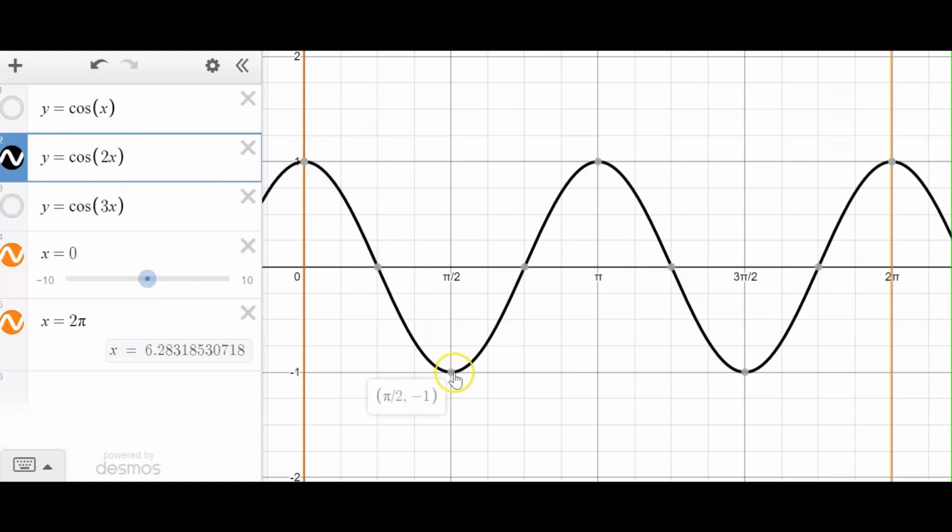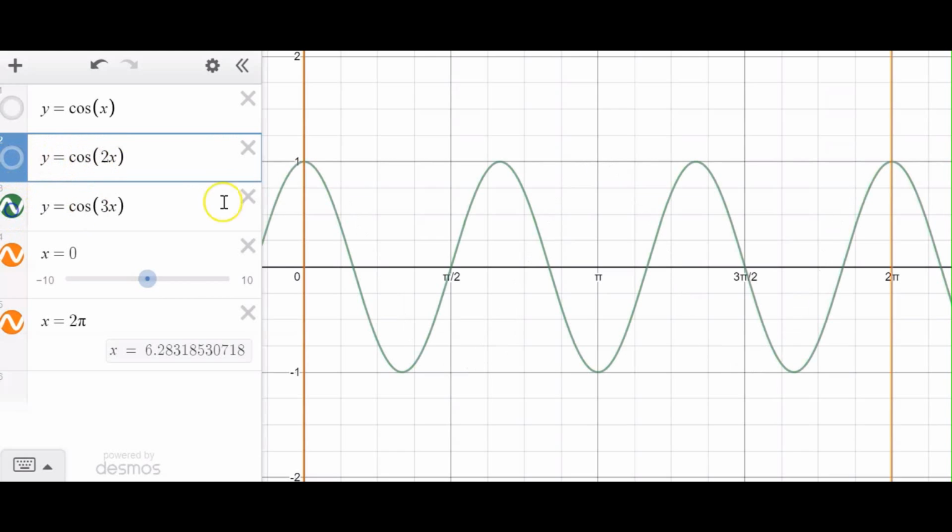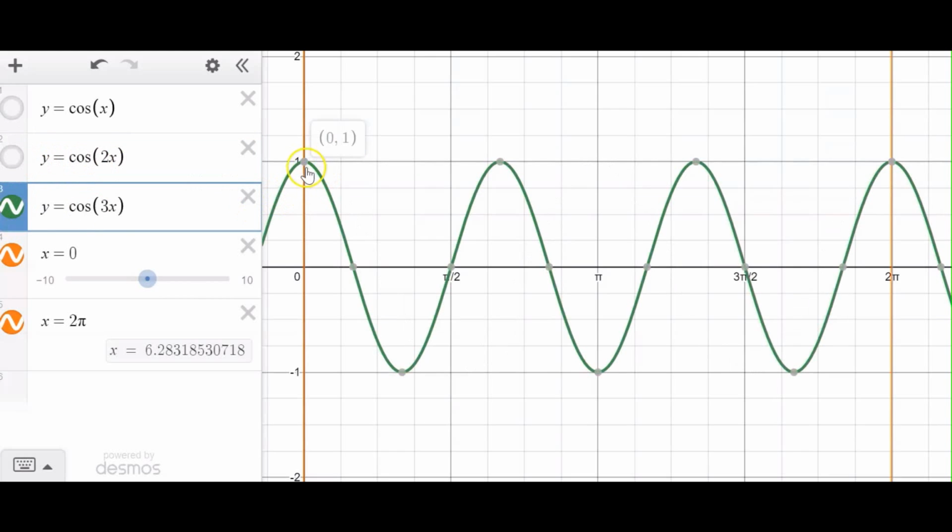1, down to -1, up to 1. That's once, but we're not at 2 pi yet. We're only at pi. So now, down to -1 again, and then up to +1. That's twice by the time we get to 2 pi, and therefore the frequency of this cosine function is 2. So then it would be cosine of 2x. Well, what if it was cosine of 3x? It starts at 1, goes down to -1 and up to 1. That's once. Down to -1, up to +1. That's twice. Down to -1 and up to +1 again. That's 3 times. So this has a frequency of 3.